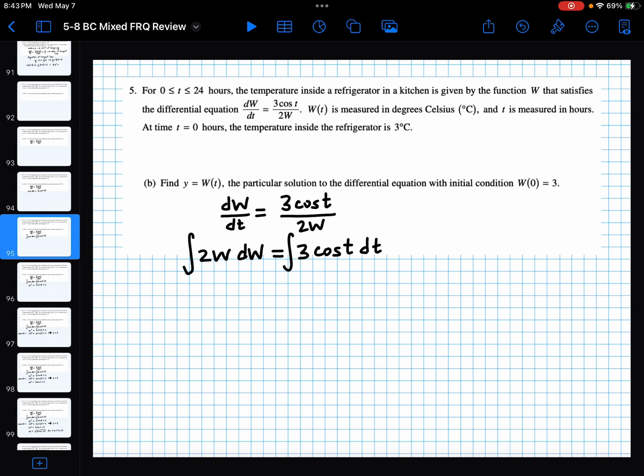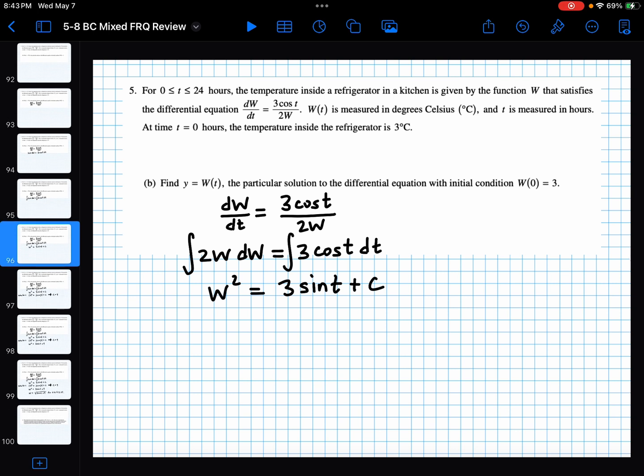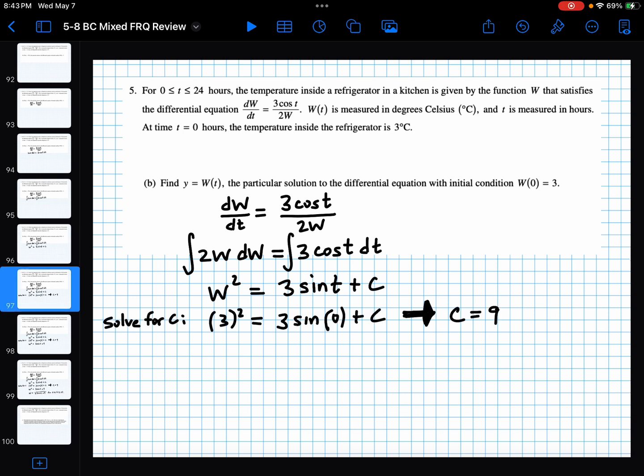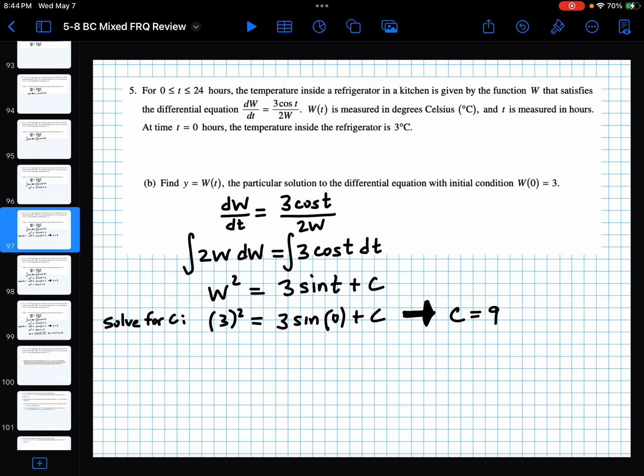Now we integrate each side. All right, so on the left side there, we're going to wind up with W squared. There is a plus C, but it gets combined with the plus C on the right. On the right side, the antiderivative of cosine is sine, so we get 3 sine t plus C. It's at that point that you solve for C with your initial condition, which is t equals 0, W equals 3. So I substitute those things where they should go, and I wind up with a C value of 9.